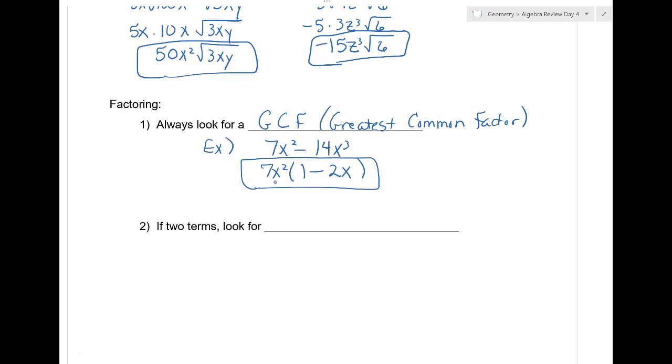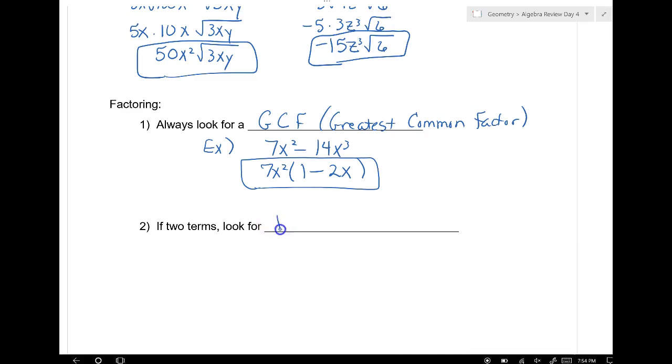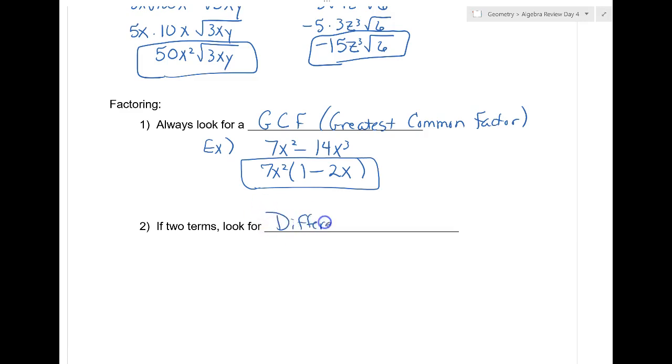Then we talked about if you have just two terms in your algebraic expression that you're trying to factor, you always want to look for the difference of two squares. I believe Mrs. Prempus had that in her video the other day when you had to watch through 10 minutes of it. So the difference of two squares. Let me give you an example of that. A difference of two squares would be a problem like this: 16x squared minus, let's say, 49.